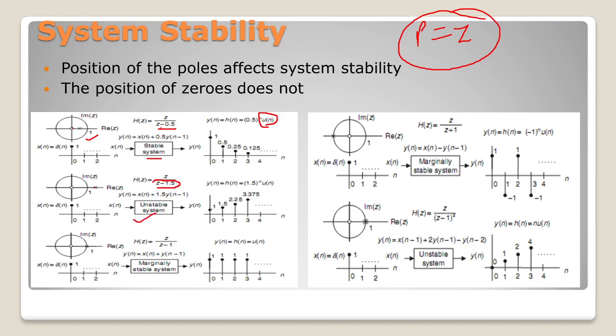The response is going to be increasing, so it is unbounded. And here the other system is stable, because its response is decreasing like this.